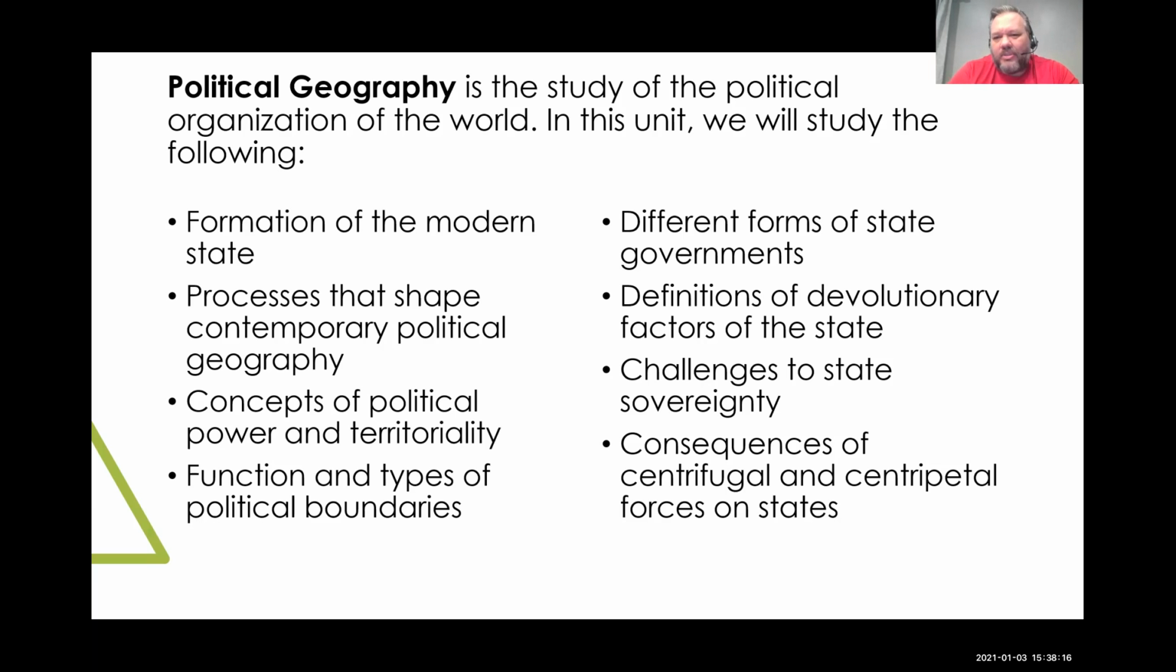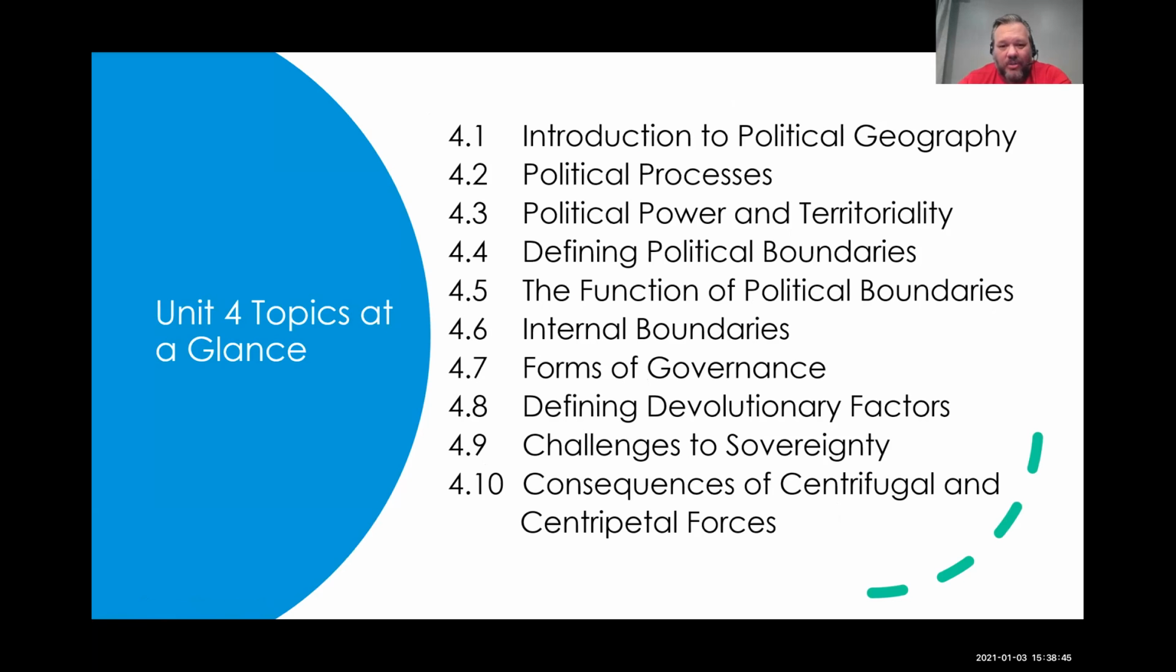So what we'll be doing is looking at what we call political geography, and that is how the world is situated politically. We're going to start off with looking at how we define a state and different forms of things like that, things that shape contemporary political geography, concepts of power and territoriality, function and types of political boundaries. You can read all these, but this is what's coming up for the next few weeks. And these are the units that go along with them.